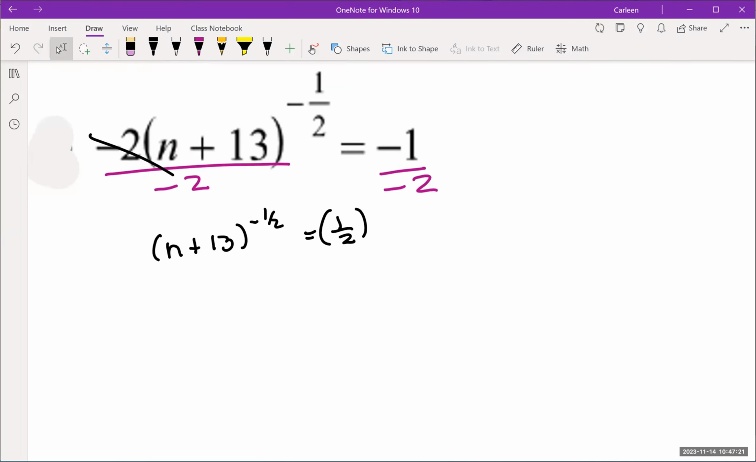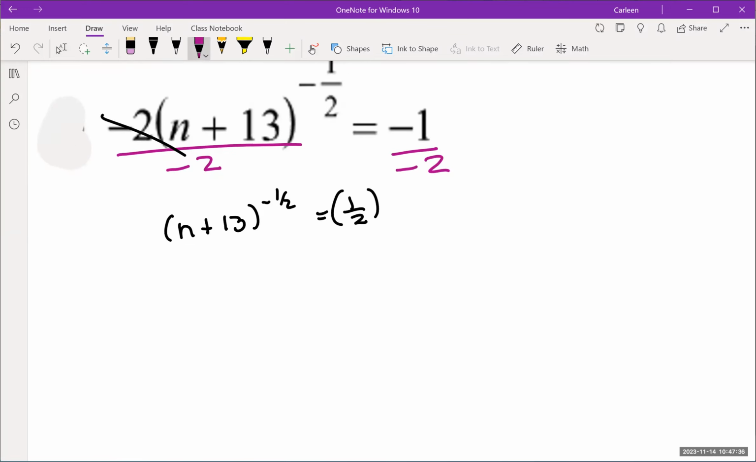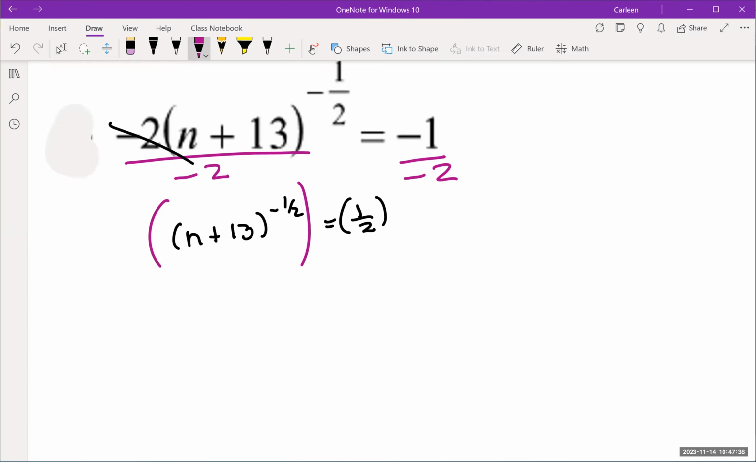Okay, so we're going to leave it as a fraction, not a decimal. But you could replace it with 0.5 because it's a nice clean decimal. But we're going to leave it as 1/2. Okay, now I'm going to raise both sides to what power? How about -2? Yeah. So -2/1.